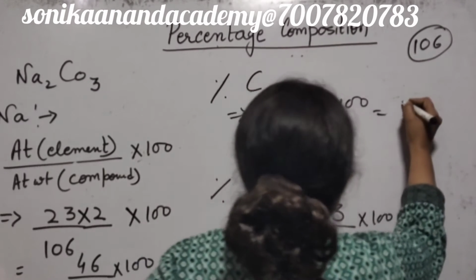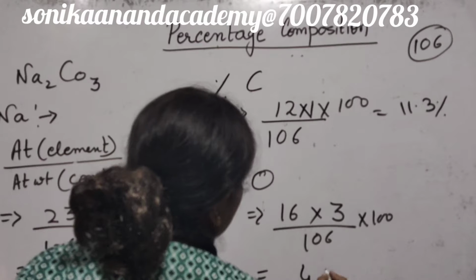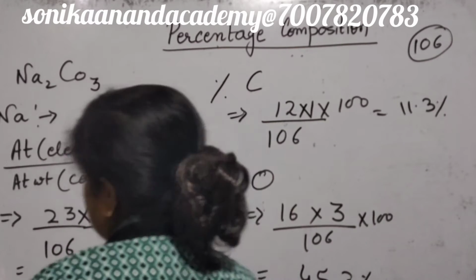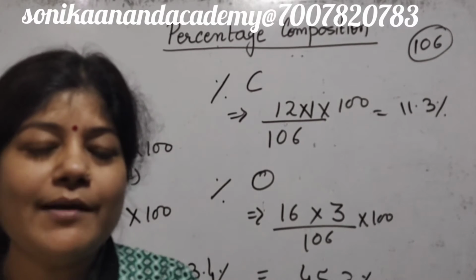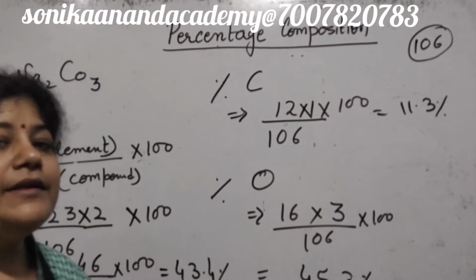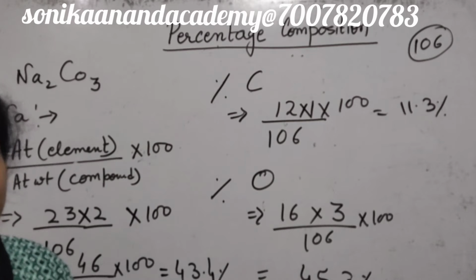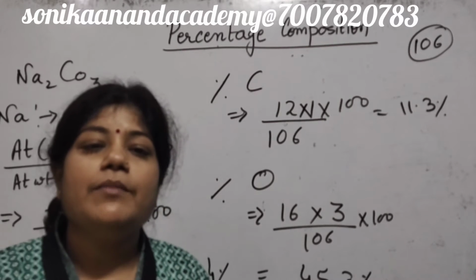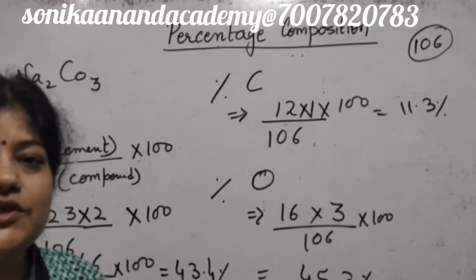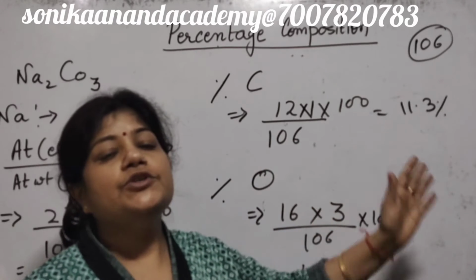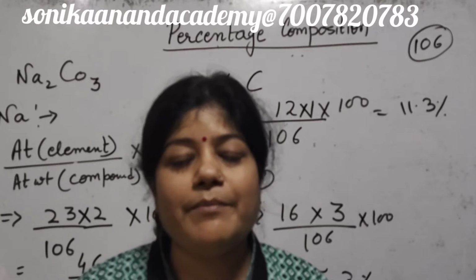You will get for carbon 11.3% and for oxygen you will get 45.3%. So this is the whole process. How will you find the percentage composition? Don't skip the video. I am also going to explain you another pattern of the question, and from which we also have to find the percentage composition. So firstly, just remember atomic weight of the element, for which we have to find the percentage composition, upon the molecular weight into 100.